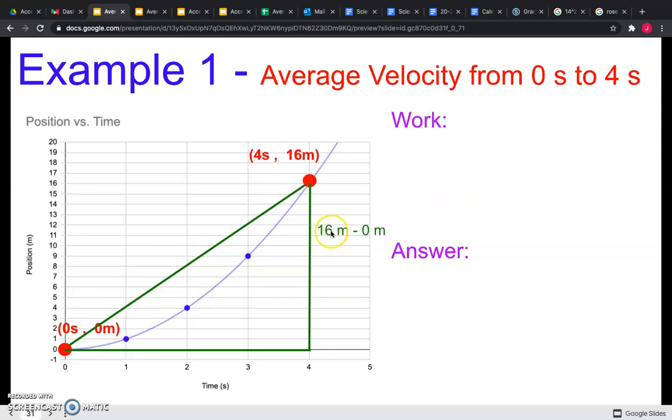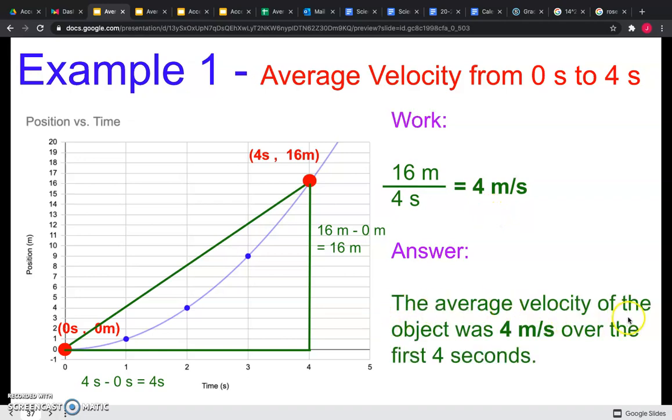So let's see here, 16 meters minus 0, that's going to be to get the rise. So I'm going to take 16 meters minus 0 meters, and that'll get me 16 meters. And then to get the run, I'm going to do 4 seconds minus 0 seconds, and that will get me 4 seconds. So then for my work, I'm just going to do 16 meters divided by 4 seconds, that's 4 meters per second. And so then the answer is that the average velocity of the object was 4 meters per second over the first 4 seconds.